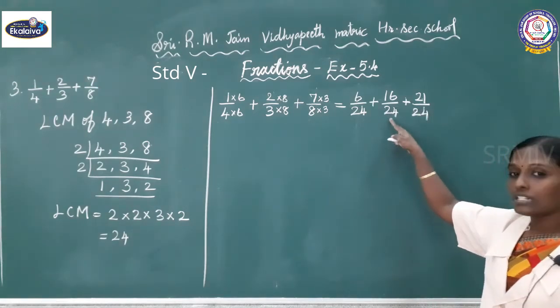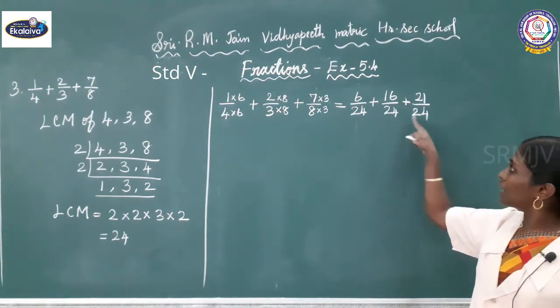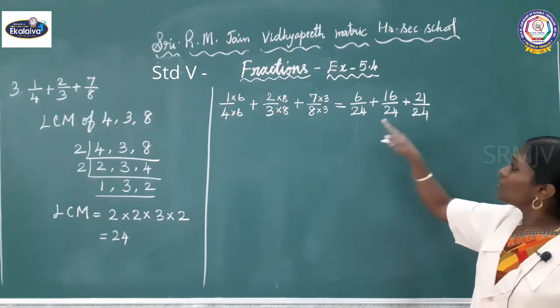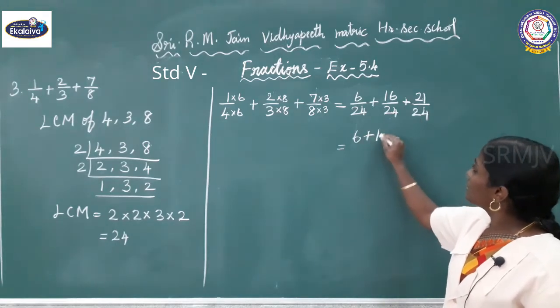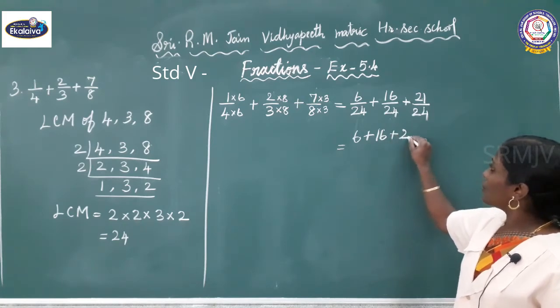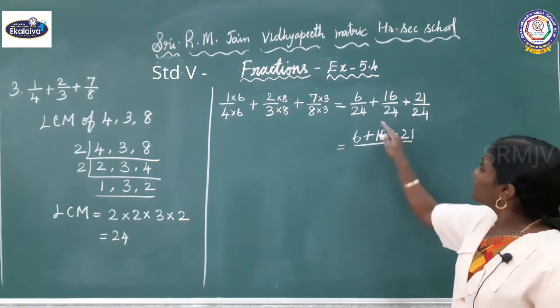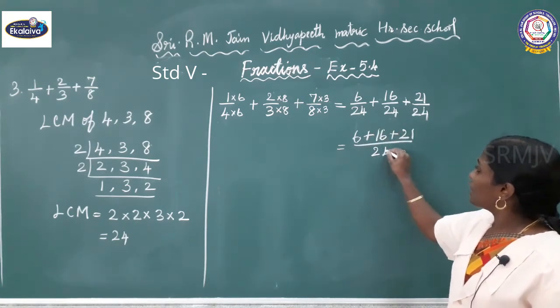Now we got the like fractions. See, the denominators are same. So now we can add the numerators. So 6 plus 16 plus 21 divided by the same denominator 24.